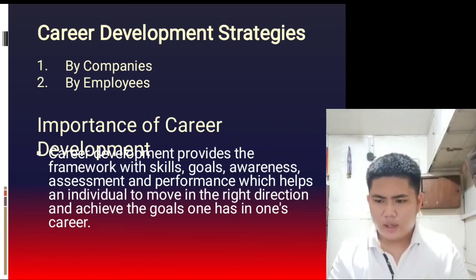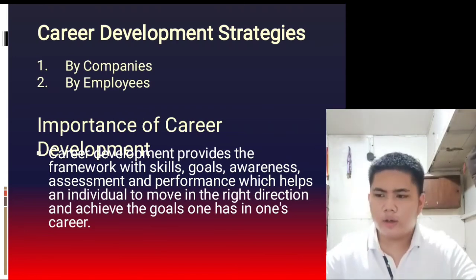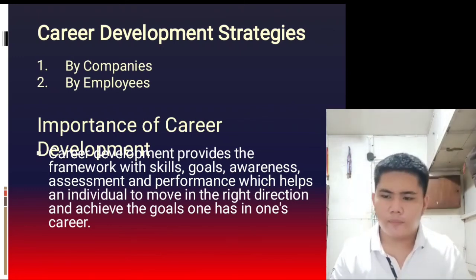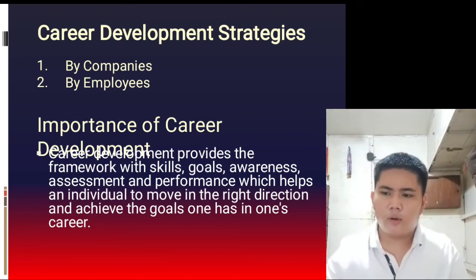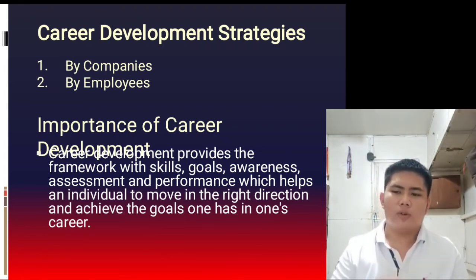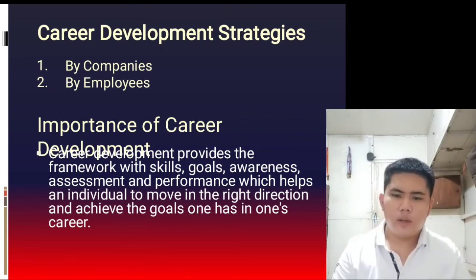So next, career development strategies. There are strategies to improve someone's career. It's either by the company through organization development or by the individual. First is by companies. When you say by companies, it's all about trainings that companies offer to the employees. Mostly companies help in providing leadership, development, management, and etc.